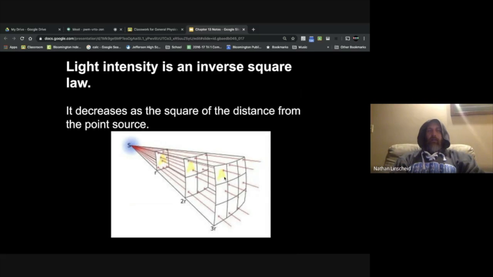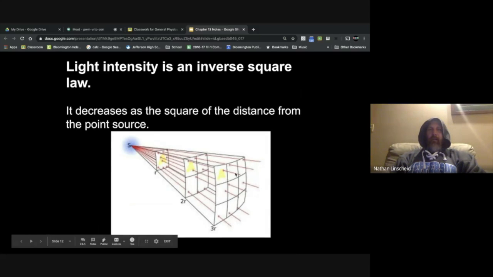And again, you can kind of picture sound waves doing the same thing. You can picture gravitational waves, so to speak, doing the same thing here. Everything spreads out so much more as you go out. And we're talking about the equation of the surface area of a sphere.